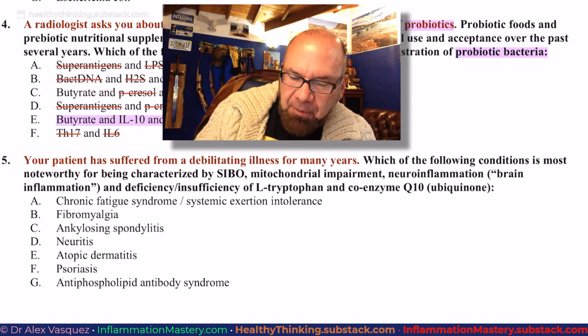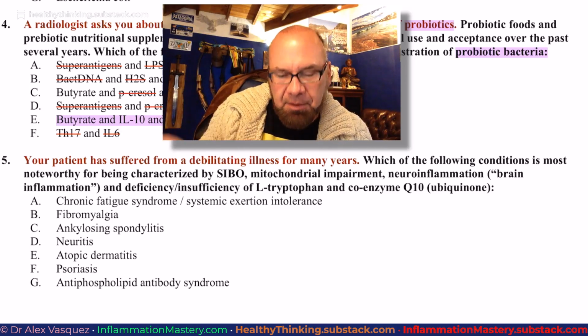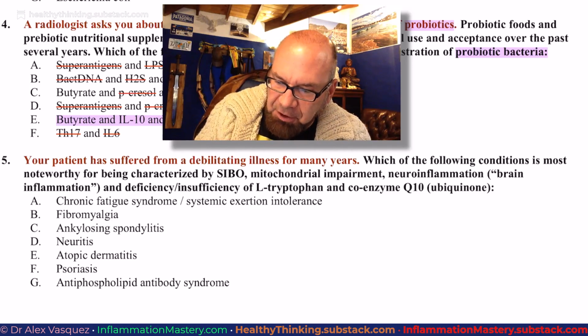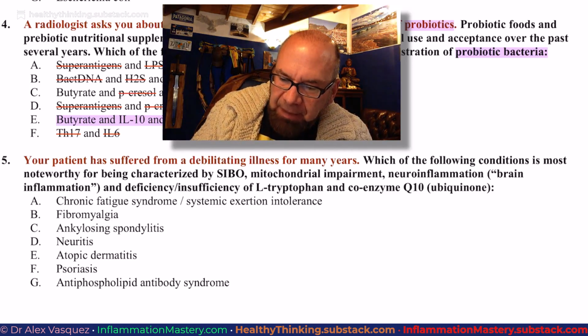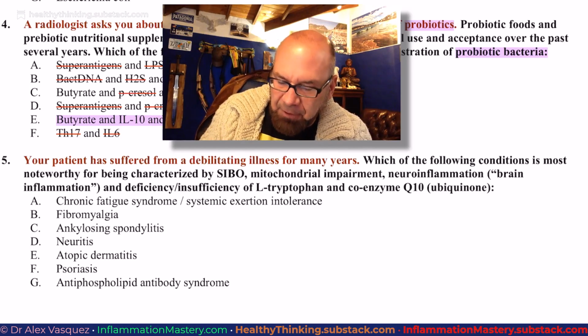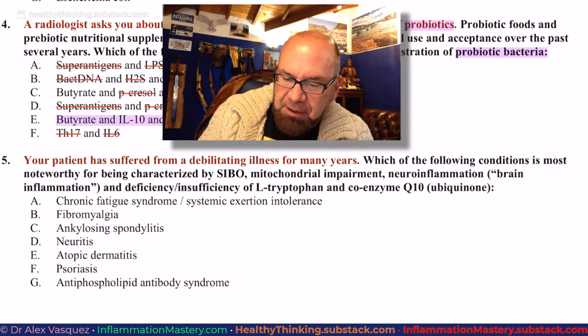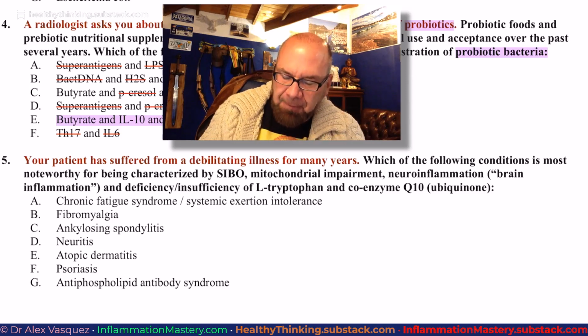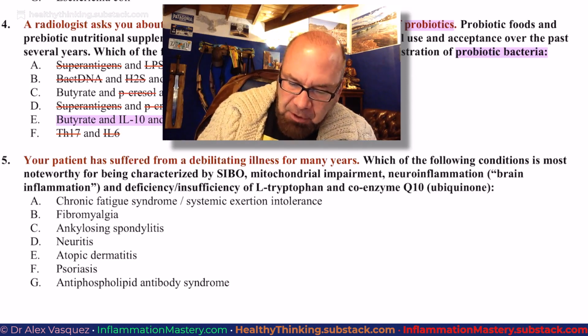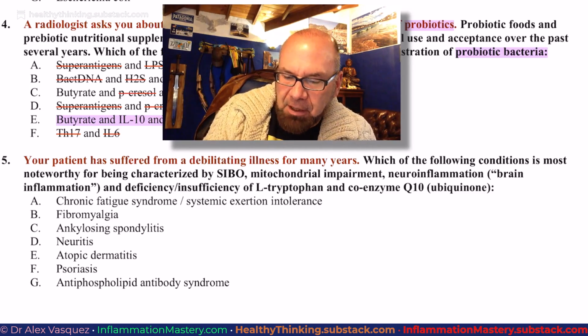Your patient has suffered from a debilitating illness for many years. That doesn't tell us anything except that it's chronic and severe. Which of the following conditions is most noteworthy for being characterized by small intestine bacterial overgrowth, mitochondrial impairment, neuroinflammation, or brain inflammation? More specifically, it's not like a peripheral neuritis. And insufficiency of L-tryptophan, coenzyme Q10, also known as ubiquinone. So I did see this as I was preparing and saving this document so I could go through it.